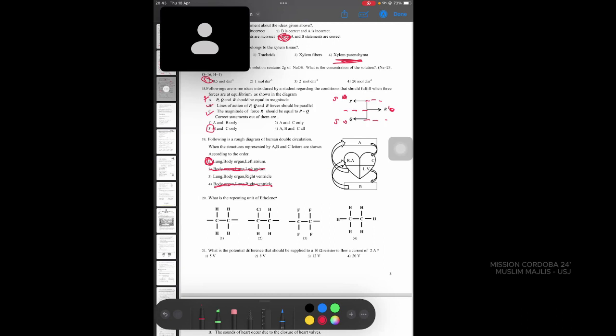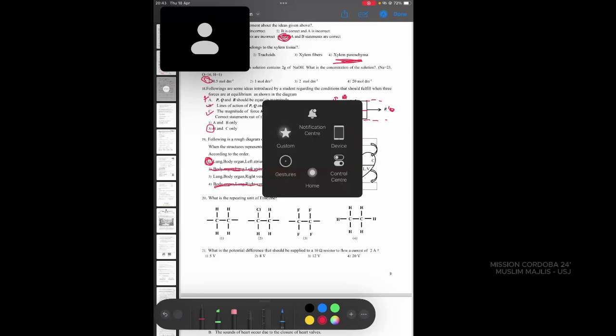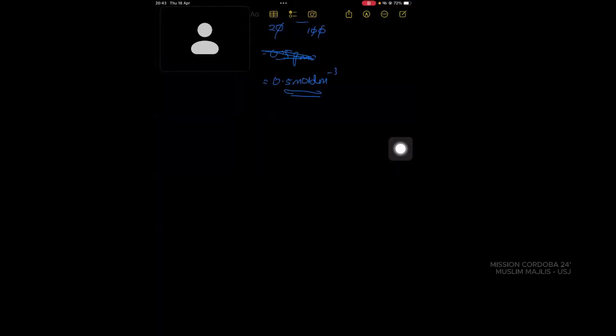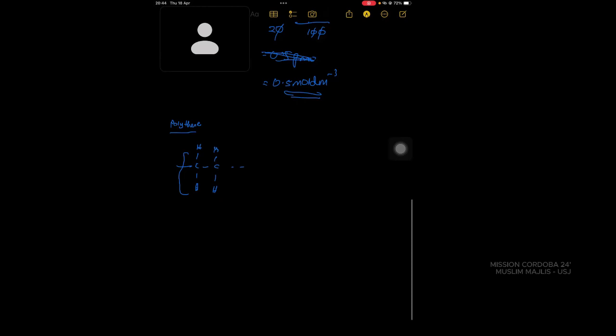So out of these, now I will give you a small summary, then it's easy for you. There are only 3 polymers you need to know. One is polythene. Polythene is like this: C, C, with all 4 being H. Okay, this is polythene.